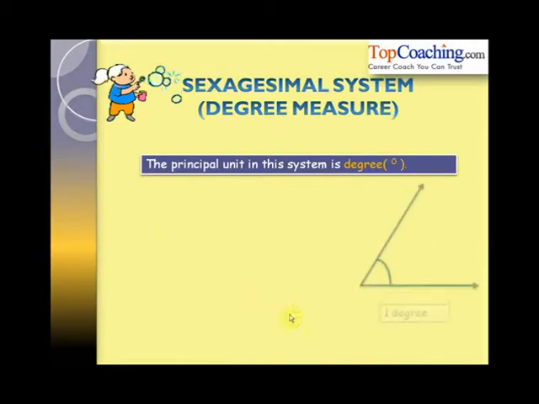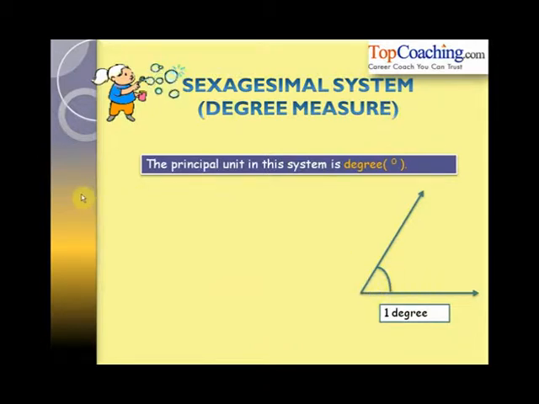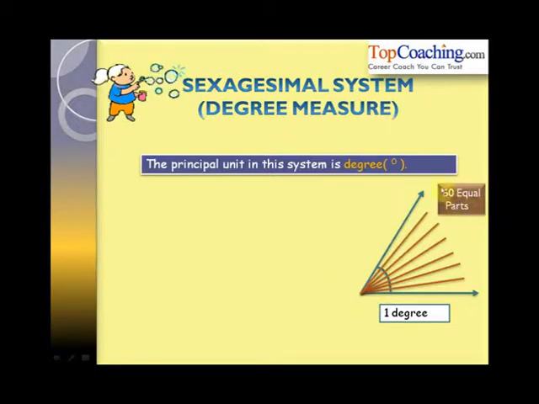Now again we consider this 1 degree. Let us say that this represents 1 degree, and again we start dividing this 1 degree into 60 equal parts. Then we get 1 minute.